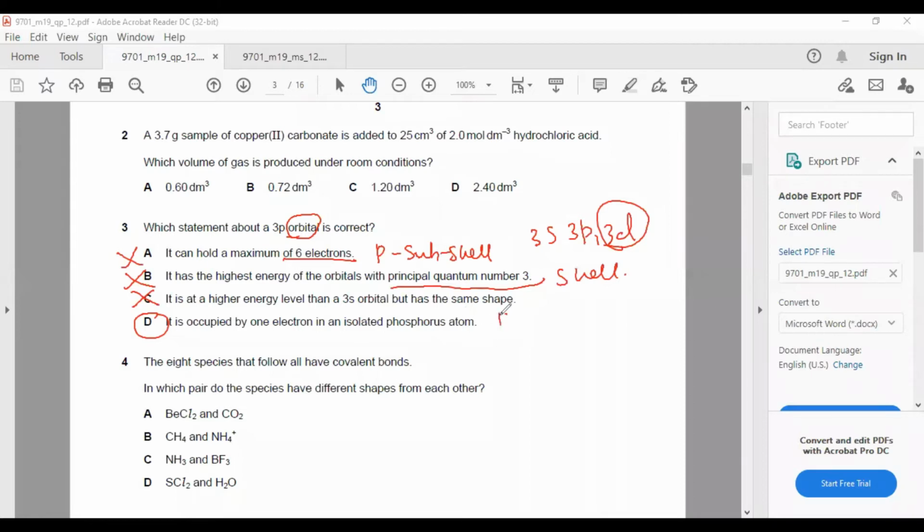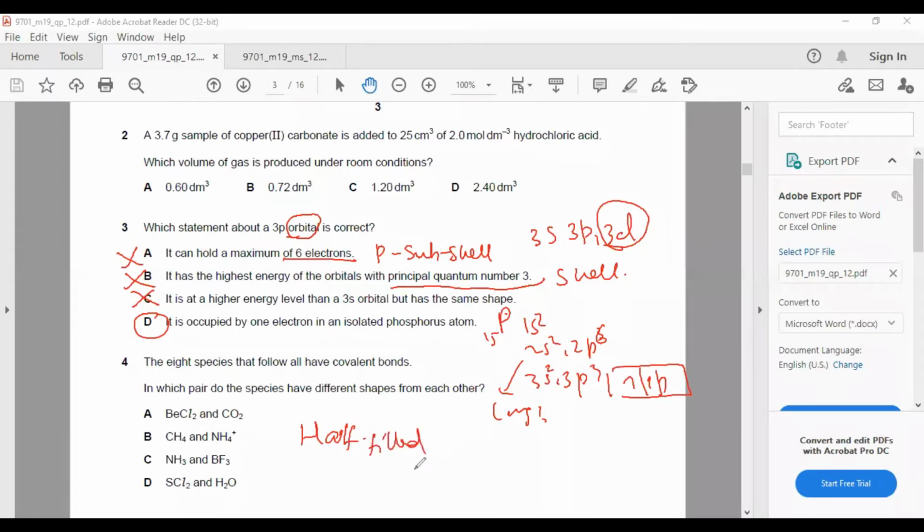How will you do this? Instead of wasting your time by drawing 1s2, 2s2, 2p6, 3s2, 3p3, which is a long method, you should know half filled. Nitrogen and phosphorus are half filled. They have 1 electron in the p orbital, nitrogen and phosphorus. And you know 1, 2, 3 were wrong. Then D will be the answer. Okay.